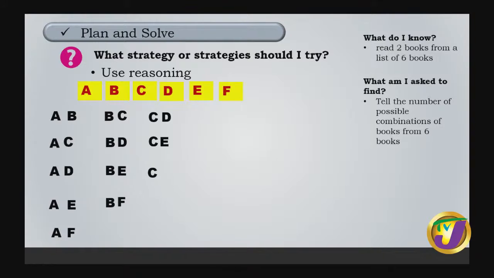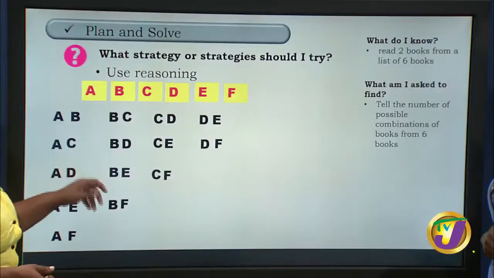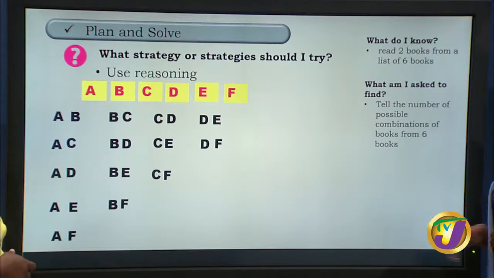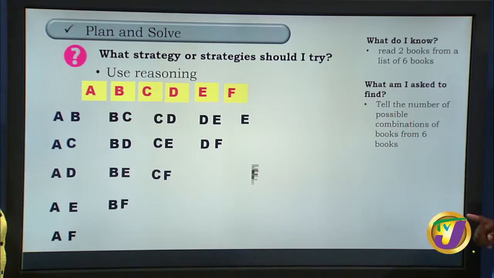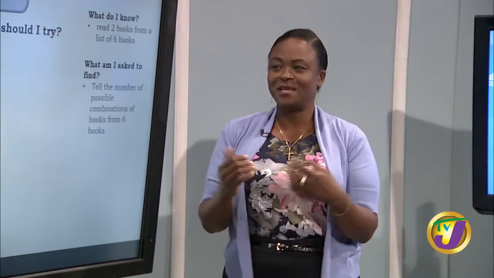Now, after listing these combinations, how are we going to find out the number of combinations with 2 books? Well, we look at it as counting. We just count up the number and see that there are 1, 2, 3, 4, 5, 6, 7, 8, 9, 10, 11, 12, 13, 14. It should be 15. Oh, because we didn't have a combination with E and F.